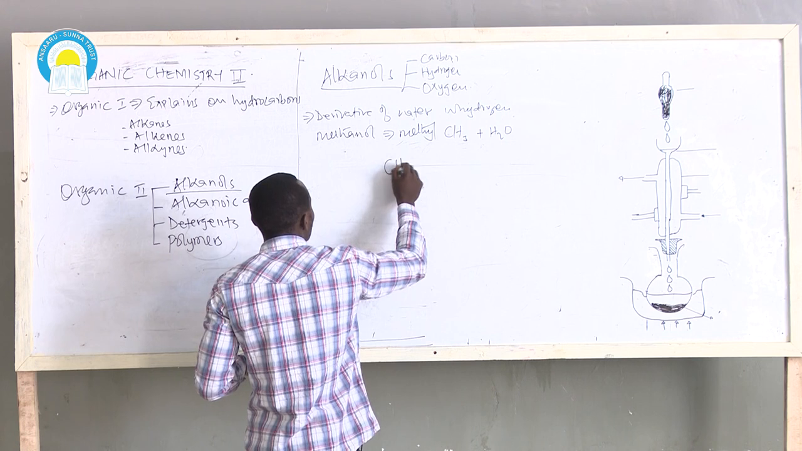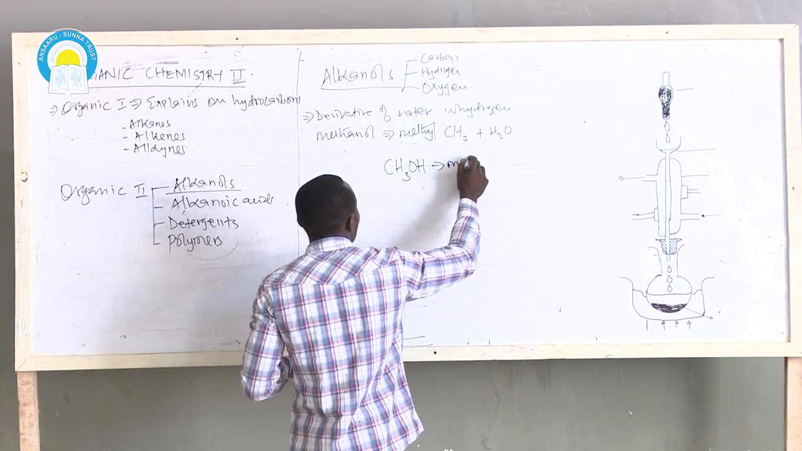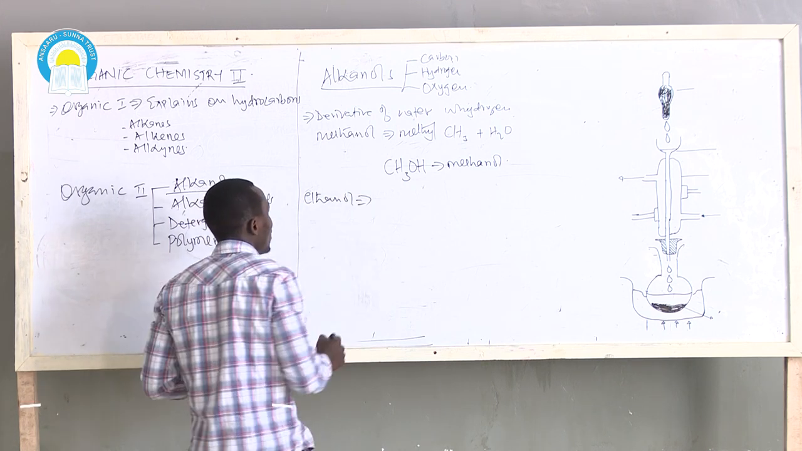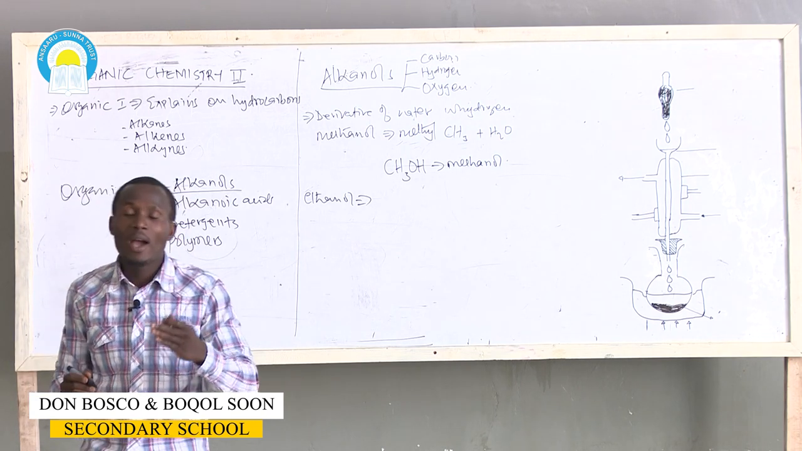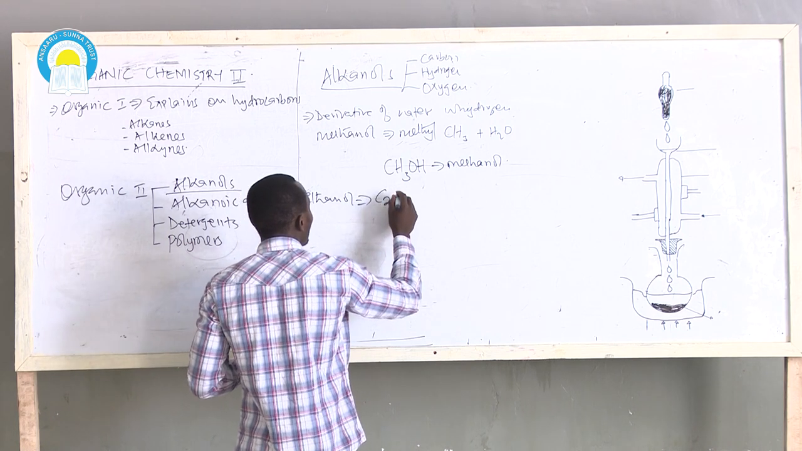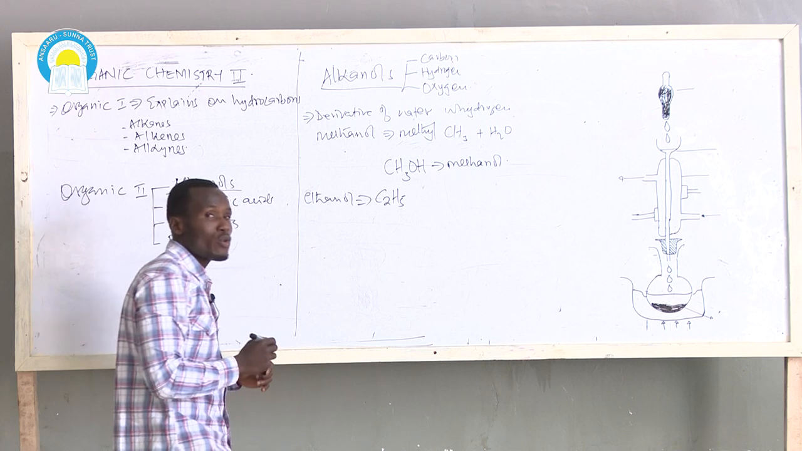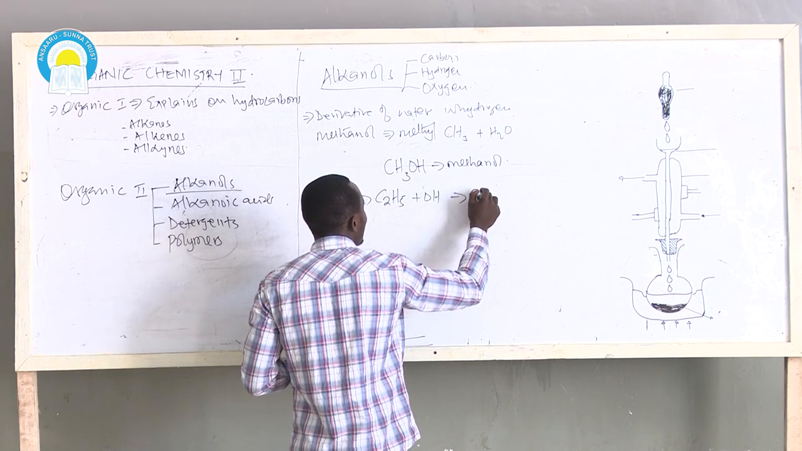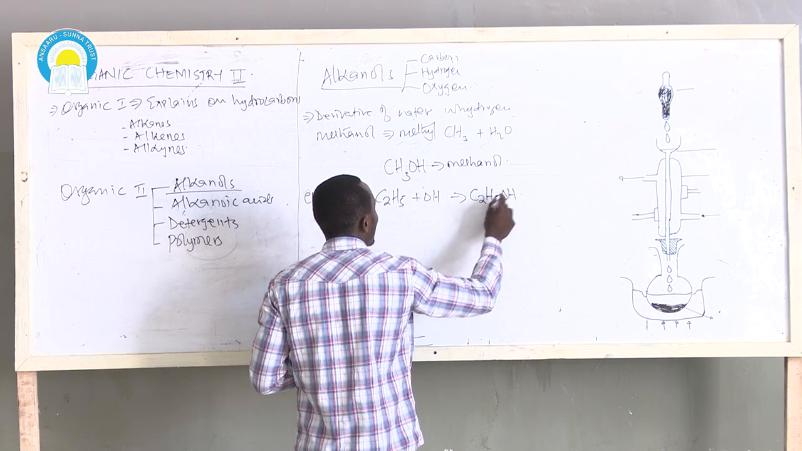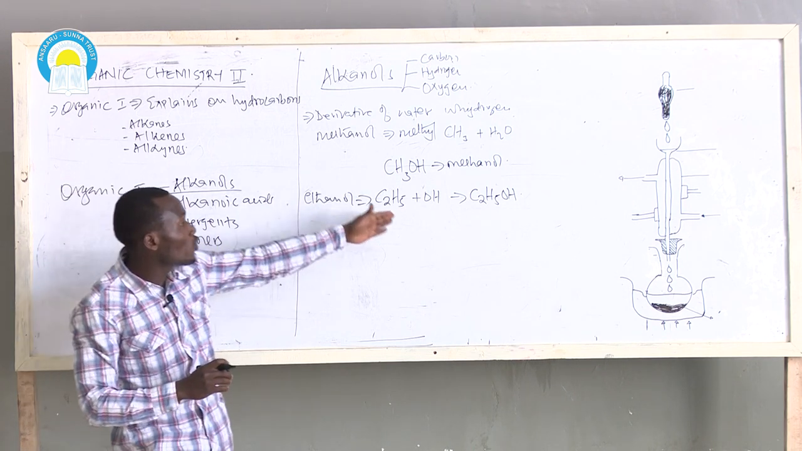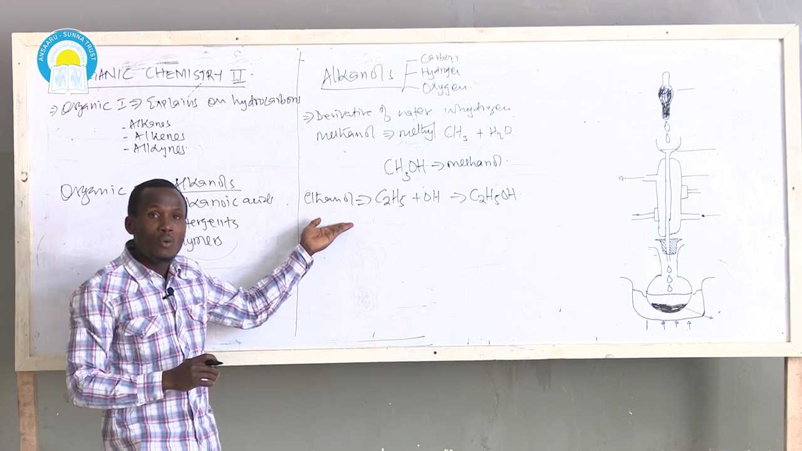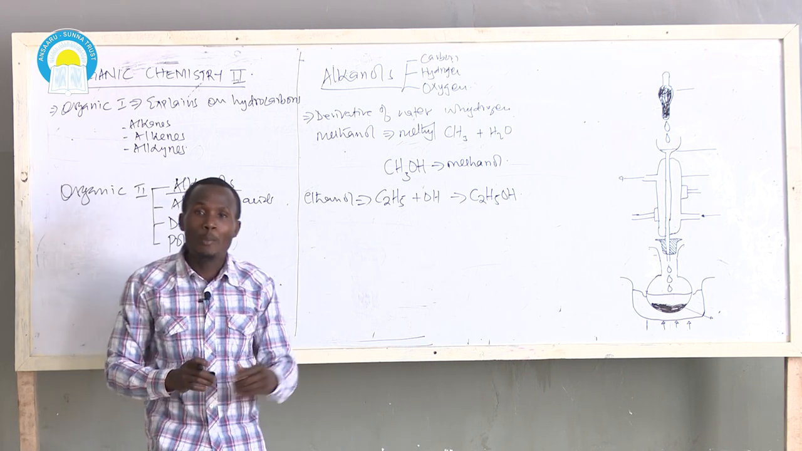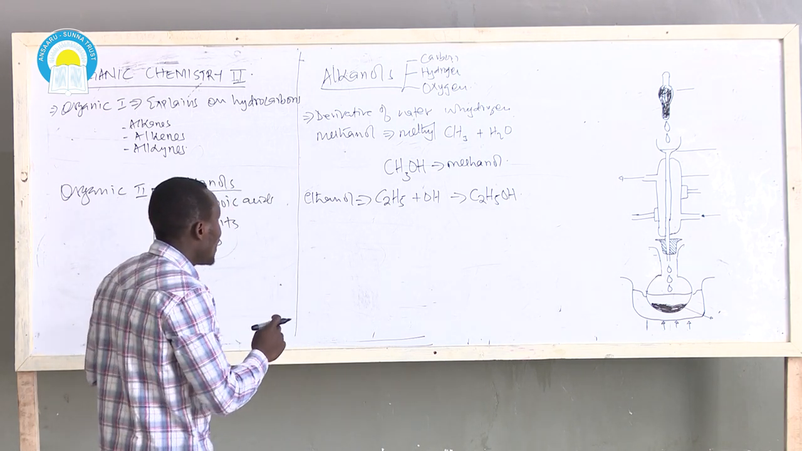Therefore, we get CH3OH. This gives us the methanol. And if we talk about ethanol, the hydrogen atom in water is replaced by the ethyl. Ethyl is C2H5. So we have ethyl replacing the hydrogen atom, plus the OH from the water, giving us C2H5OH. We get ethanol. So the trend is going to follow, whereby if we talk of propanol, we are going to get a derivative of propyl substituting the hydrogen atom in water, giving us propanol.